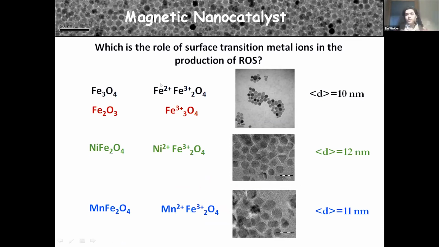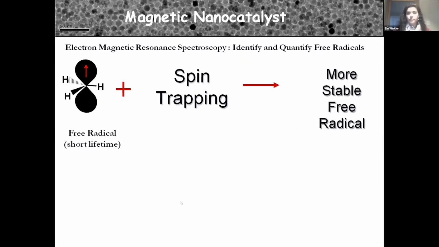where the ions... remember, this is a surface problem, so the only thing that matters is the stoichiometry of the oxidation state of the metal ions at the surface. The magnetite has iron 2 plus and 3 plus. We oxidize this same system so that all the iron of the nanoparticles is 3 plus. Then we replace iron 2 plus by nickel, nickel ferrite, and we replace the iron 2 plus by manganese.